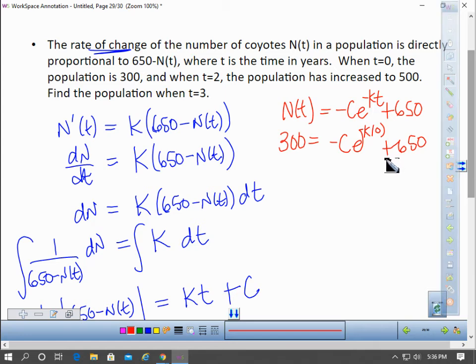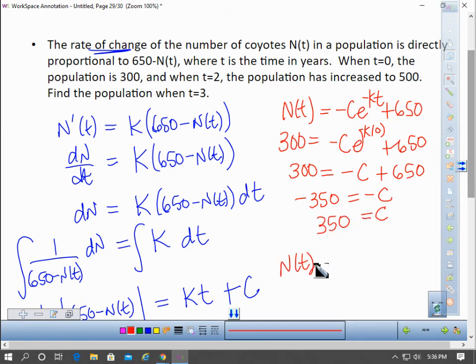All righty, so let's see. I plugged in 300 there. I plugged in a 0 for my t. That makes this e to the 0, which is 1. So that means negative c plus 650 equals 300. So negative c, if I subtract the 650, that'll give me negative 350. So c is positive 350. So my equation, n of t, is going to be negative 350, because c is 350, but I have negative c up here. So negative 350 e to the negative kt plus 650. So there's what I got so far.